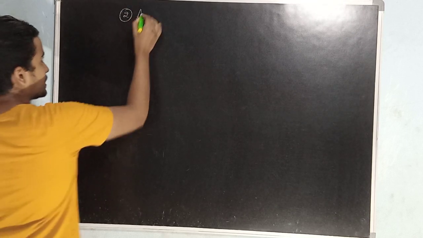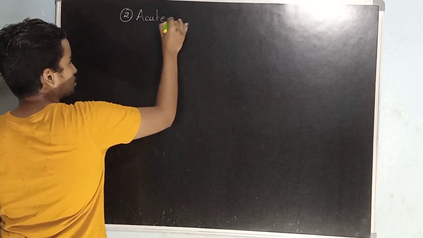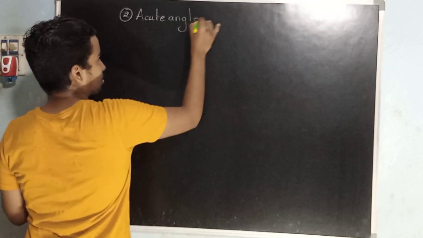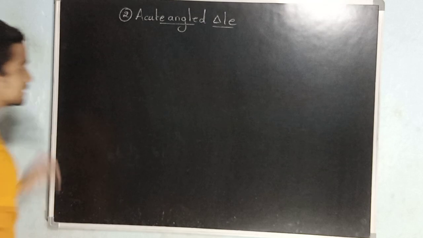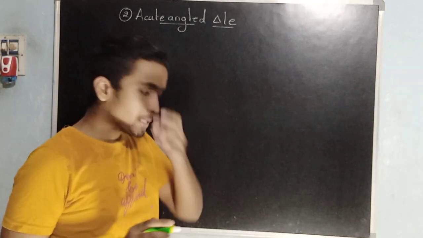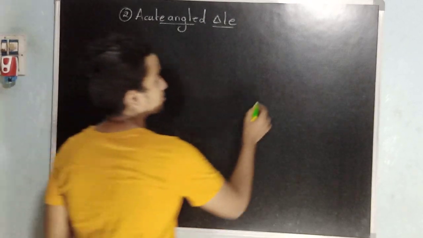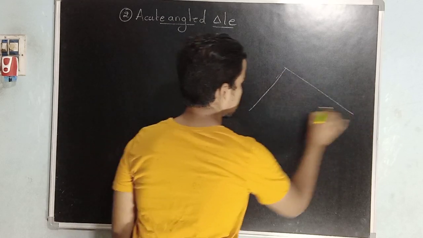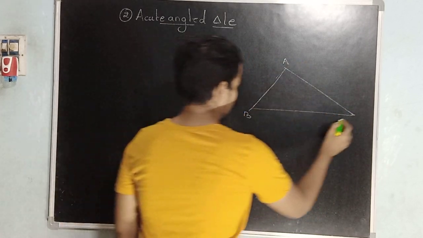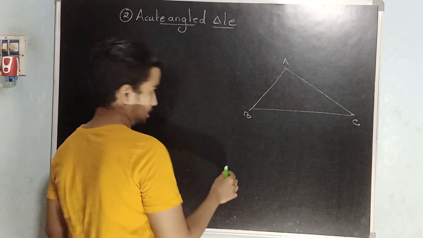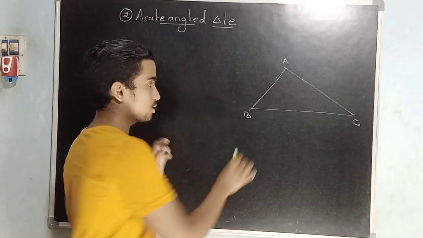The second case, let me take an acute angled triangle. The second case is an acute angled triangle. Let me consider a triangle ABC in which all the angles are acute.